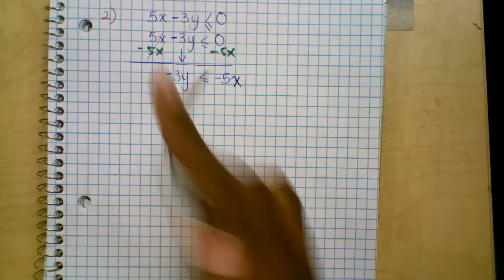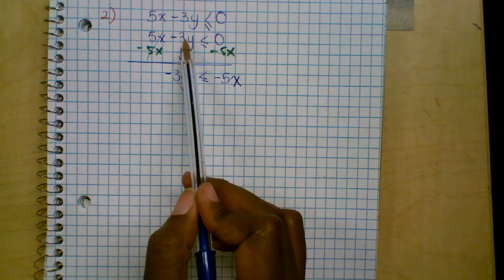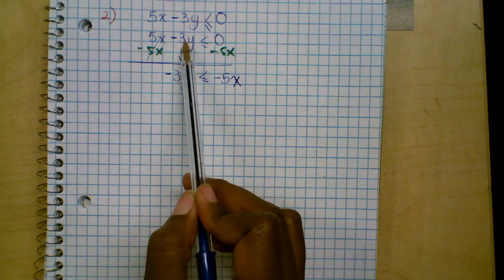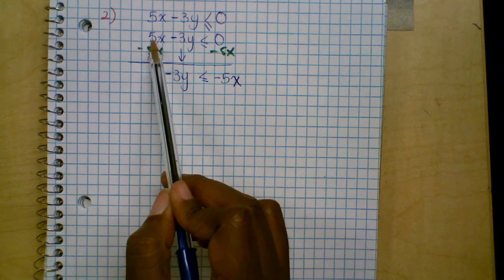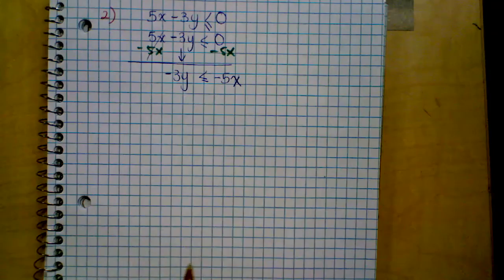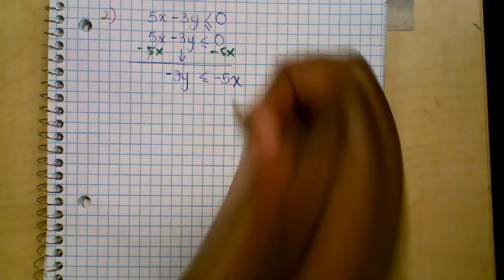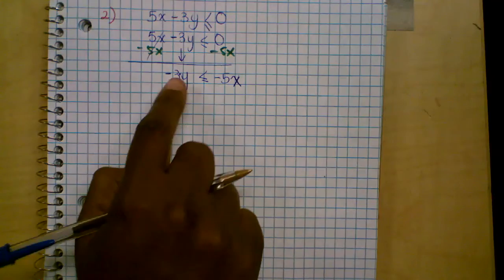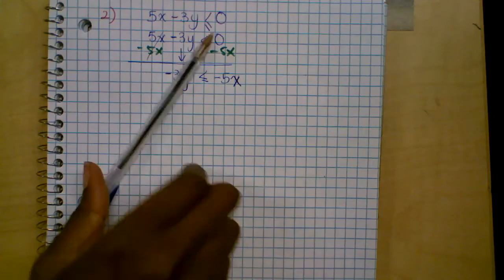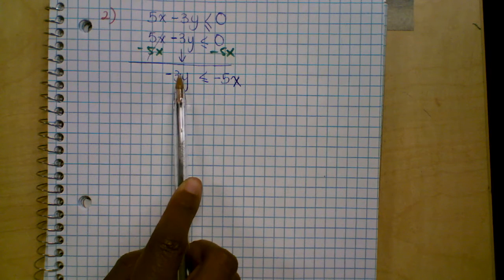So we want to solve for y. The first step is to get negative 3y to stay, so I have to get rid of 5x by doing what? The opposite of adding is subtracting. Now the goal is to get y by itself. I see that negative 3 is multiplied to the y. It's not added, it's multiplied. If you don't see an operation between a number and a variable, it's multiplication, not addition.